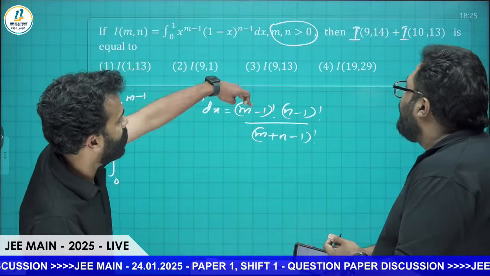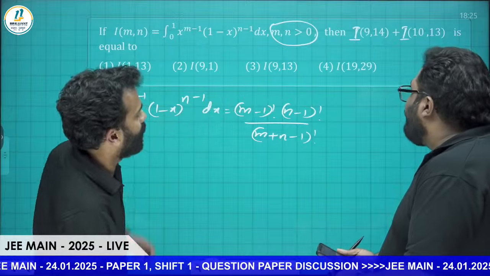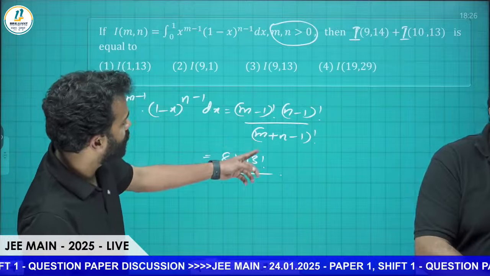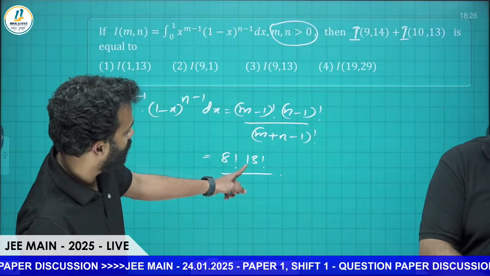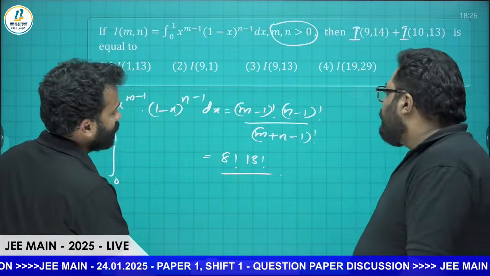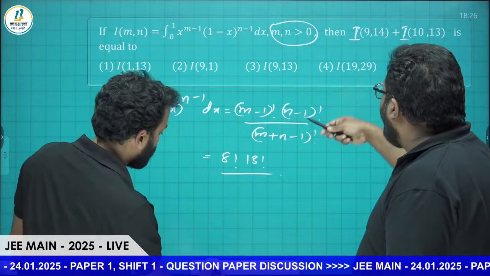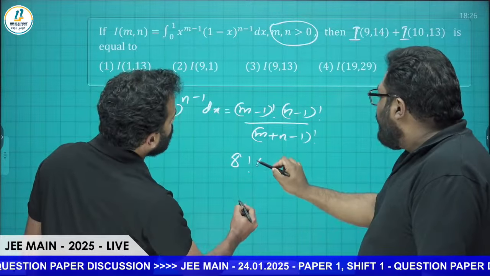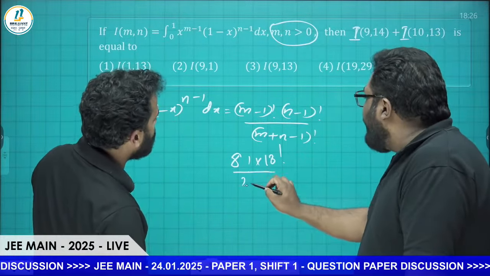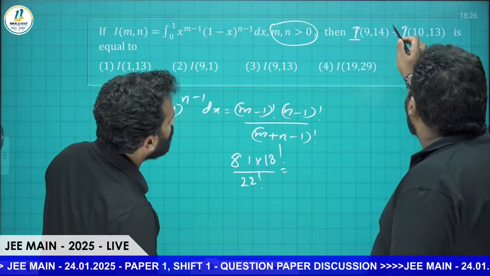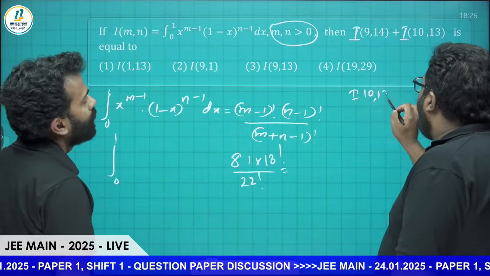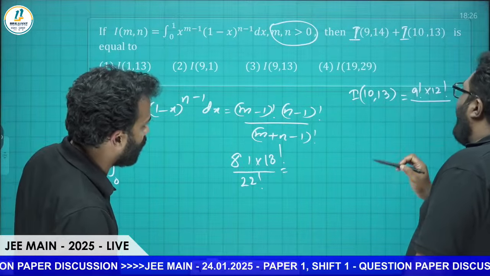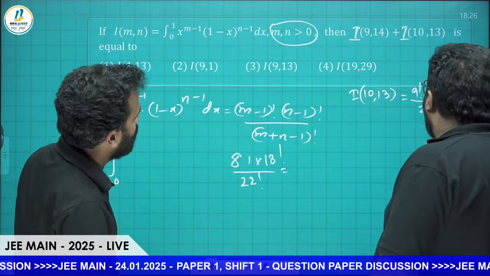It becomes 8 factorial into 13 factorial divided by, with 9 plus 14 minus 1, 22 factorial. This is the answer. And for the next one, I_10,13, my dears, it is going to be 9 factorial into 12 factorial divided by 22 factorial again. So we want the sum of this.